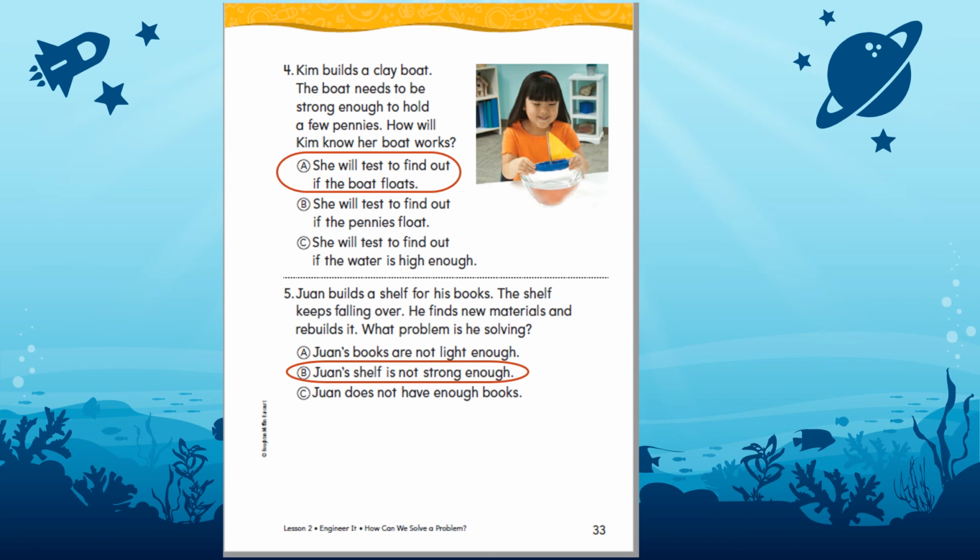Now children, you should remember that Joanne had to observe the shape and stability of her design in order to improve it. Using stronger materials will help her bookshelf stay upright.